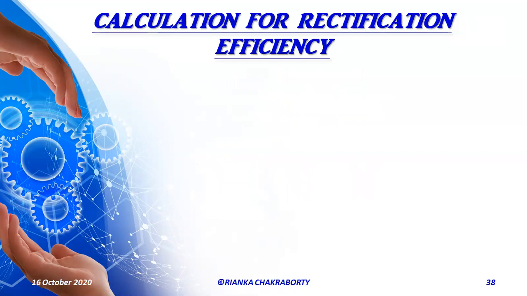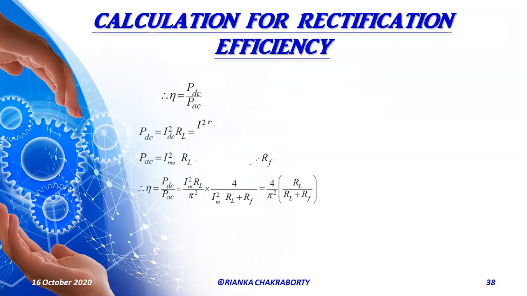Next, the calculation for rectification efficiency. Efficiency is defined as the ratio of the output DC power to the input AC power. Rectification efficiency is denoted by eta. So we can say that eta equal to PDC by PAC, where PDC is the DC output power and PAC is the AC input power. Now this is the calculation.